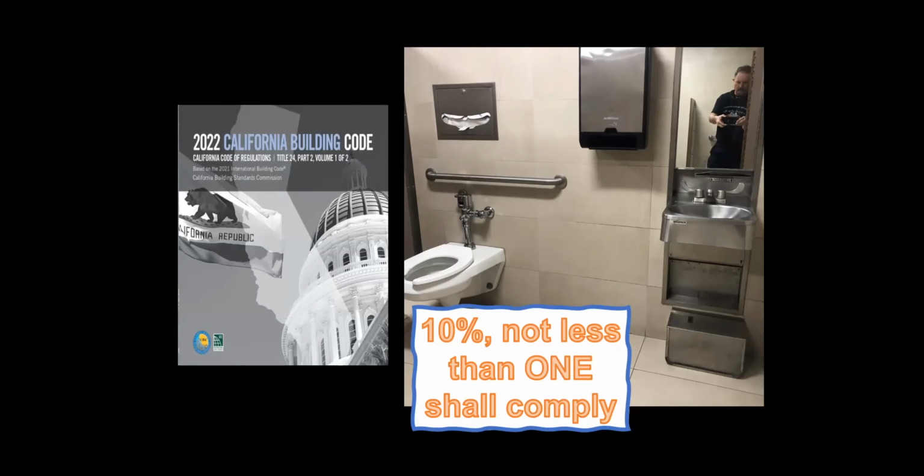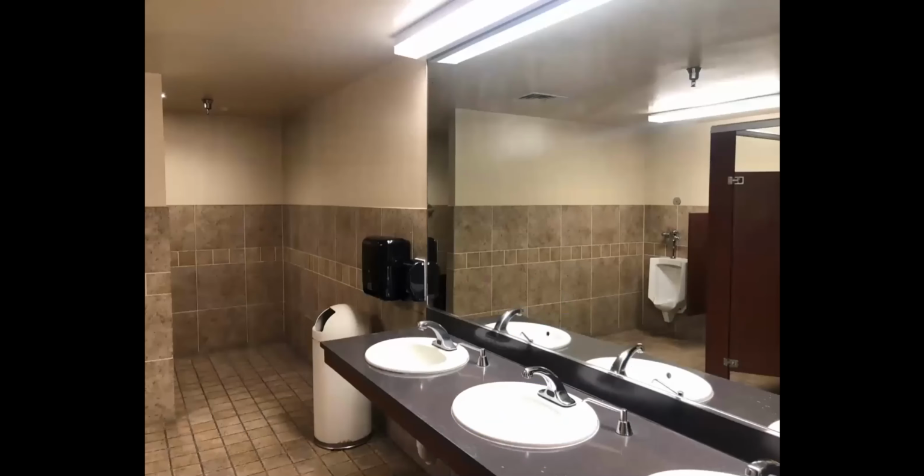The 2022 California Building Code states it a little differently: where lavatories are provided, at least 10%, but no fewer than one, shall comply and shall not be located in the toilet compartment.